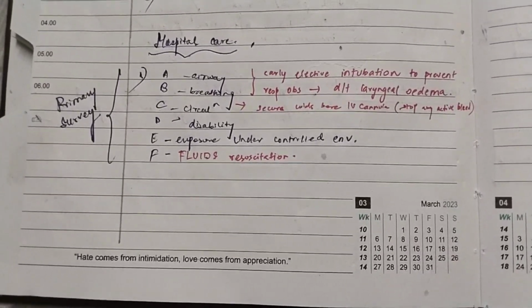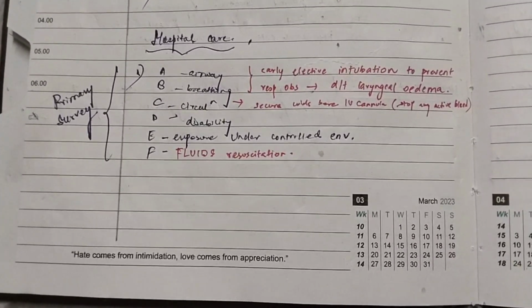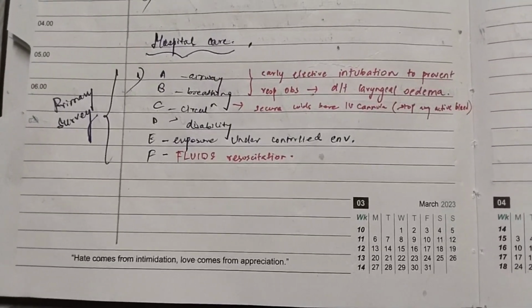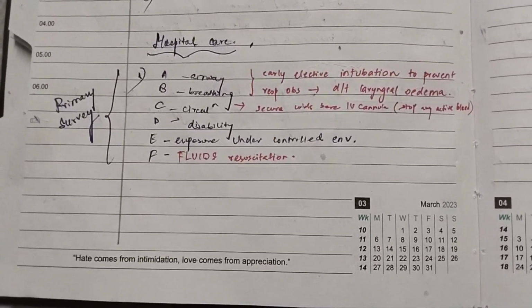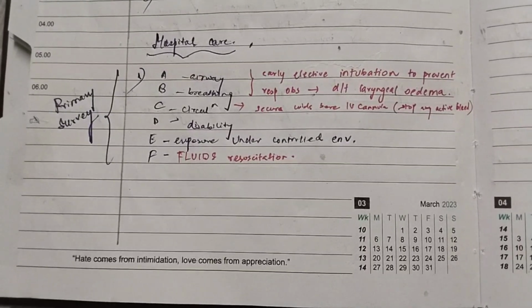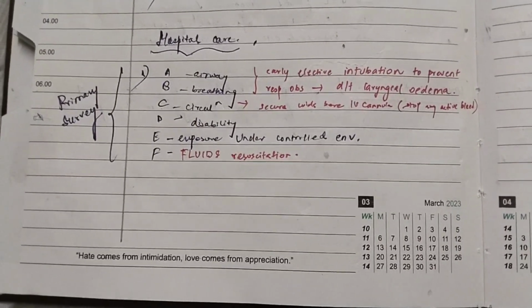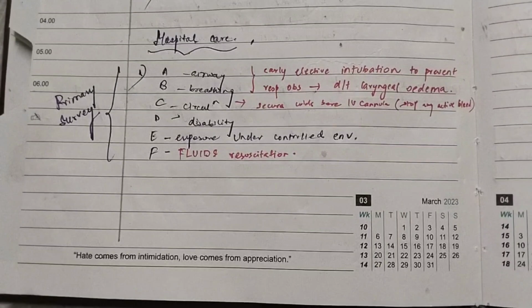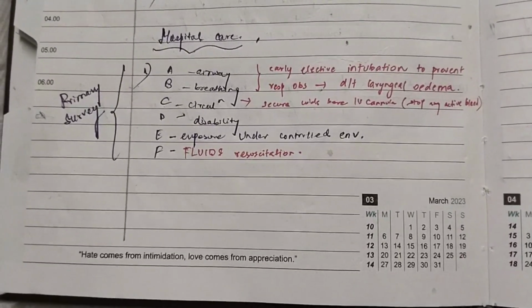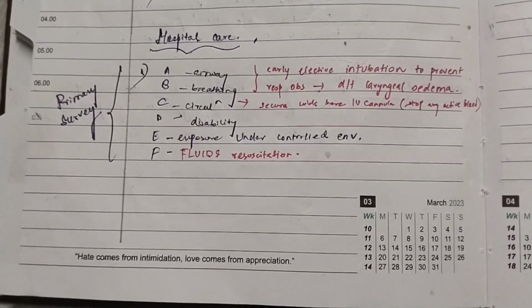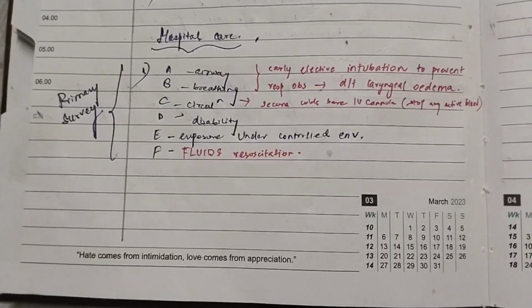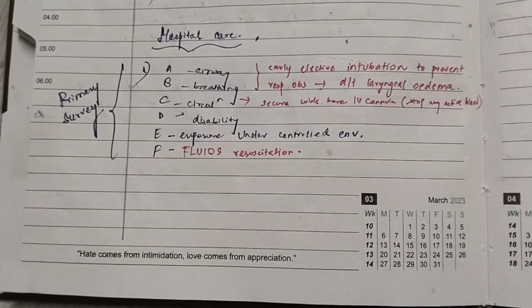Okay, C, that is circulation. So secure the wide-bore IV cannula and you have to start the circulation of the patient. D, as you know, is disability. See if there is any other disability in the body by Glasgow Coma Scale, and you have to do the exposure and control the environment. Okay, F is the fluid resuscitation, which is the very important part. So here you have to see how much amount of fluid is given, to whom the fluid is given, वो भी देखना जरूरी होता है.